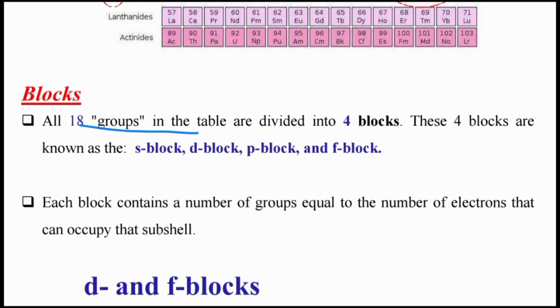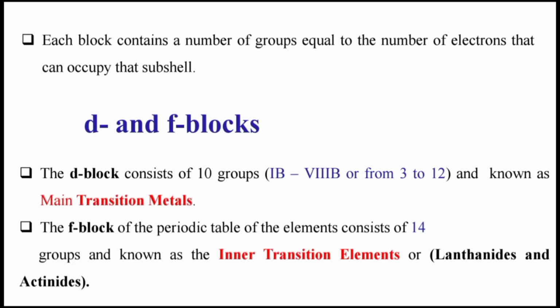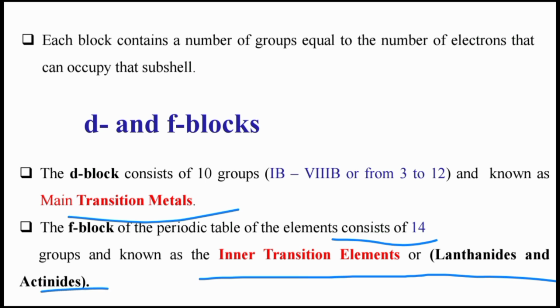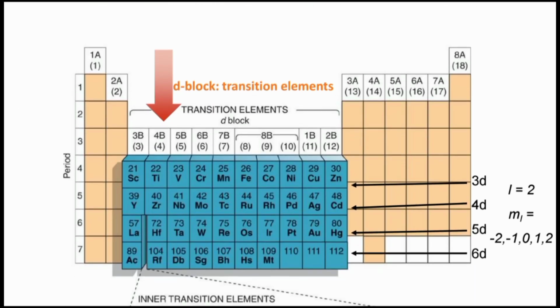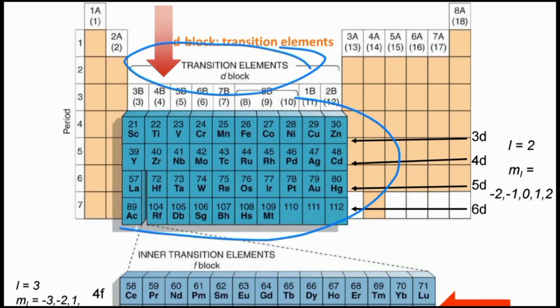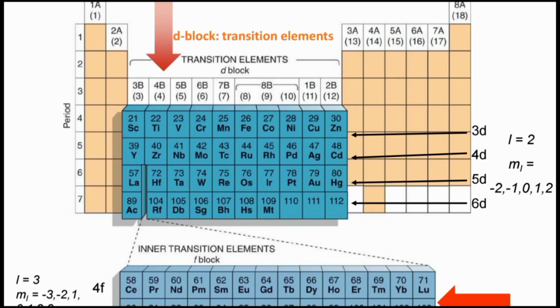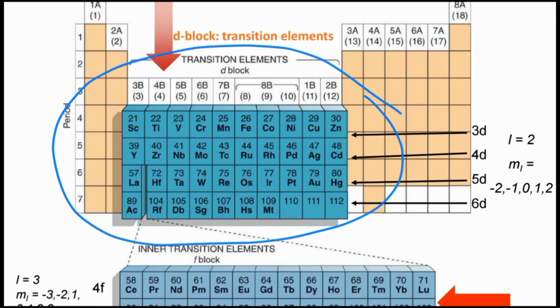There are a total of 18 groups in 4 blocks. Each block contains a number of groups equal to the number of electrons that can occupy that subshell. The d block consists of 10 groups, 1B to 8B, or groups 3 to 12, and is known as the main transition metals. The f block consists of 14 groups and are known as inner transition elements, or lanthanides and actinides. These are all our transition metals: d block elements and inner transition metals, f block. We are only going to study these topics in depth.